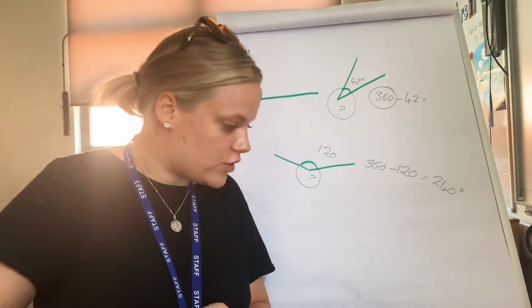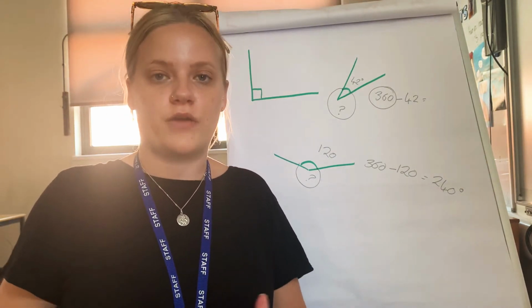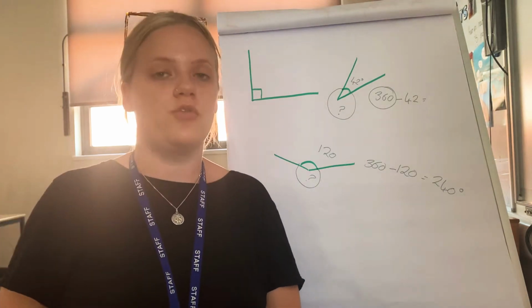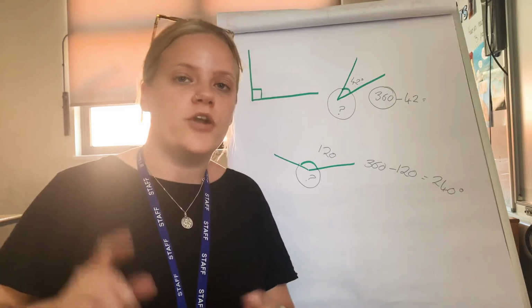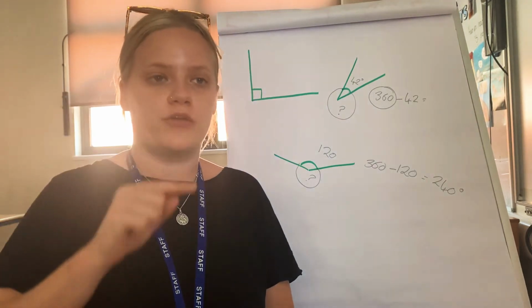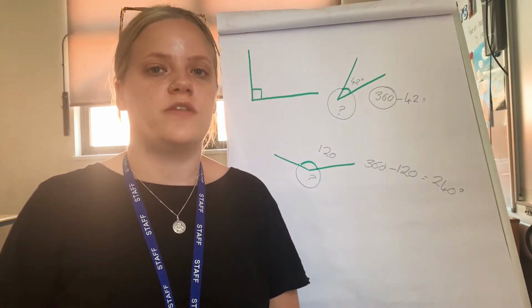Now today you're going to be building on your knowledge of angles and looking at angles around a point. So yesterday you focused on angles on a straight line, which always equal 180 degrees. And now we're moving on to angles around a point. Okay, now those angles will always equal 360 degrees.